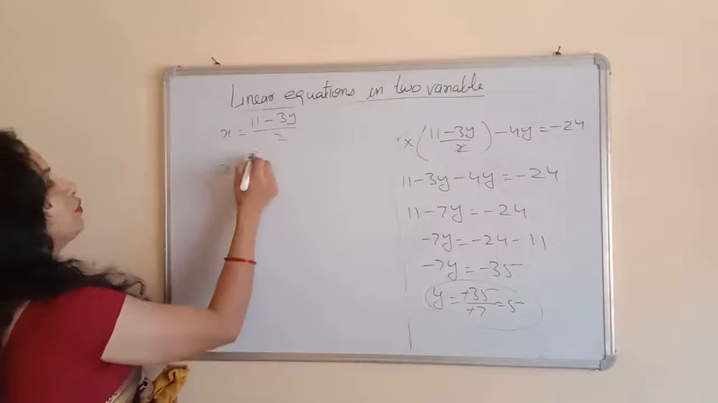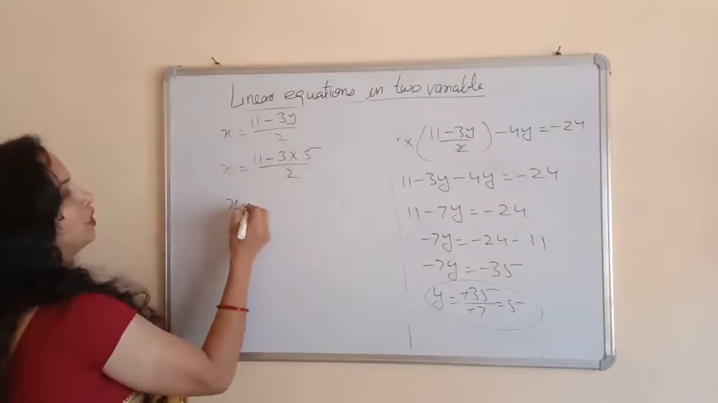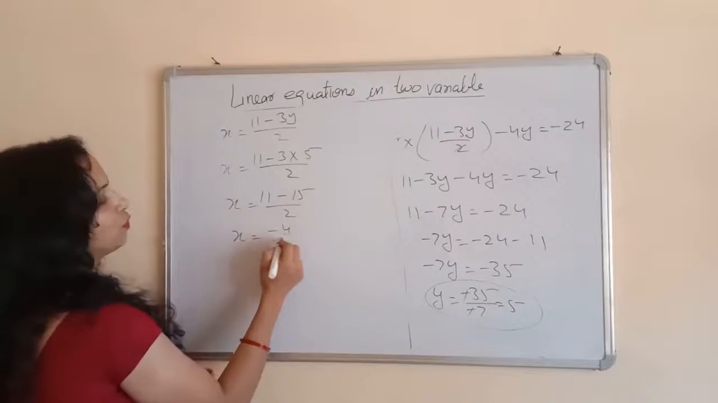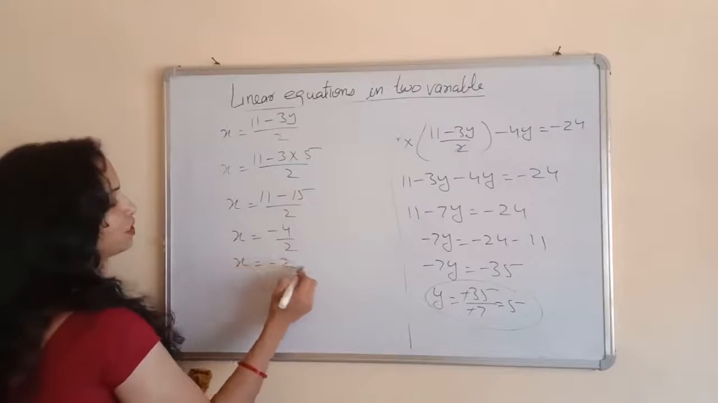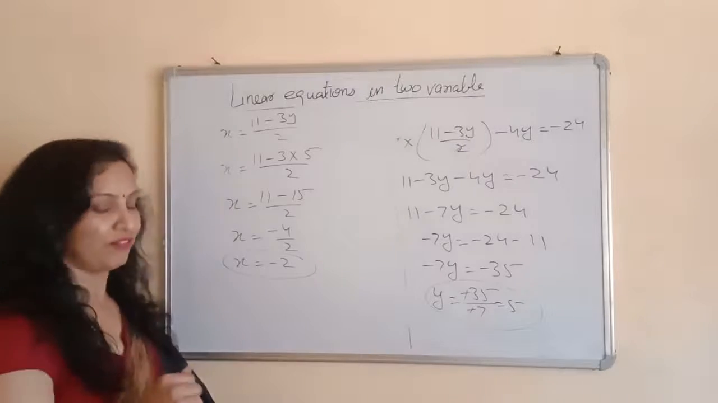So x is equal to 11 minus 3 into how much? 5 upon 2. Then x is equal to 11 minus 15 upon 2. x is equal to minus 4 upon 2. Then what is the value of x here? It is minus 2. So you solve both of the equations by using the graphical method.